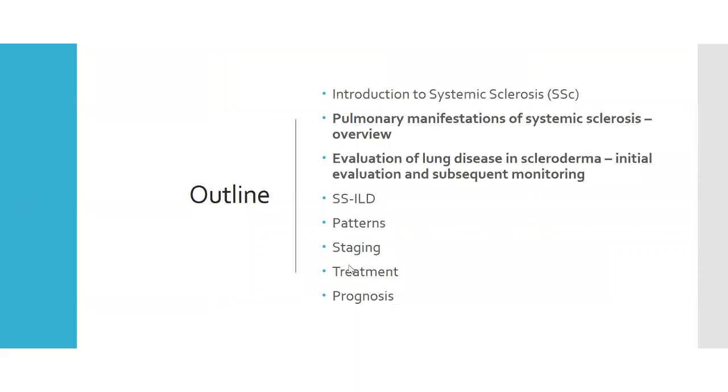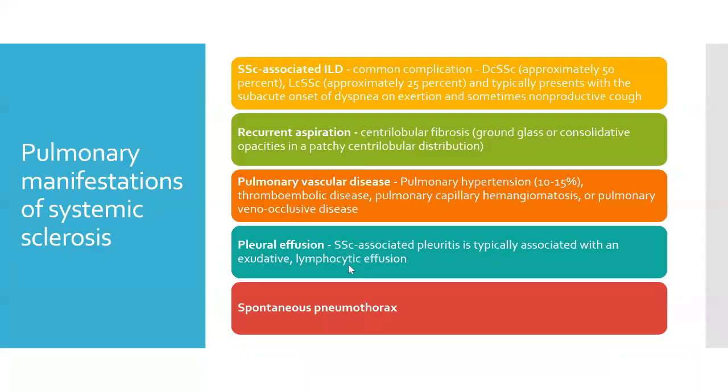Moving on to the pulmonary manifestations of scleroderma. Scleroderma affects the lungs in multiple ways. The most common involvement is scleroderma-associated interstitial lung disease. Approximately half of patients with diffuse scleroderma have ILD, and about 25% of patients with limited scleroderma have interstitial lung disease.